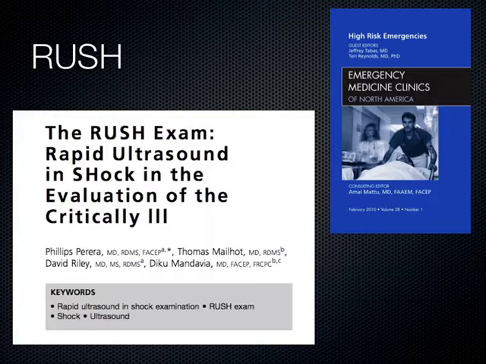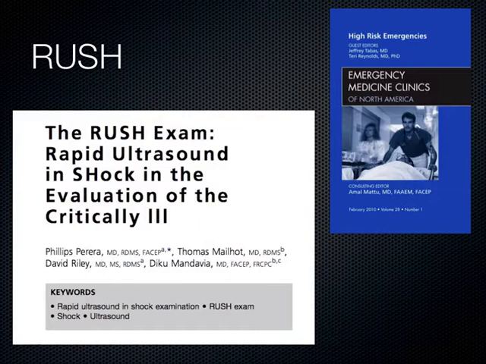The reason I like this approach better is that it's a little bit more organized, and in the heat of the battle, as an emergency physician, I like simple algorithms that can keep me focused on my patients. I'm not trying to remember a paper or a chart or a diagram. I'm just like, okay, what was that mnemonic again? RUSH, that's right. Rapid ultrasound in shock. Okay, how do I work this?